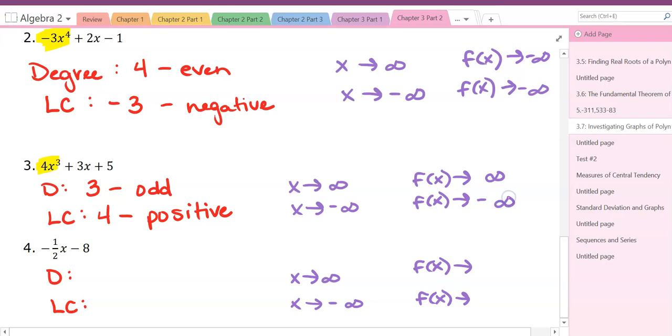Good, negative. Okay, for number 4, looking at that leading term, what's the degree when it's just x? 1. Okay, all letters by themselves technically have an exponent of 1. We just don't write them, because if we did that for all of them, every single time you guys ever saw an x before now, they would all have little tiny 1s, and it would be annoying because they'd be everywhere. Okay, so that's odd. The leading coefficient, is it positive or negative? Negative, because it's negative 1/2.